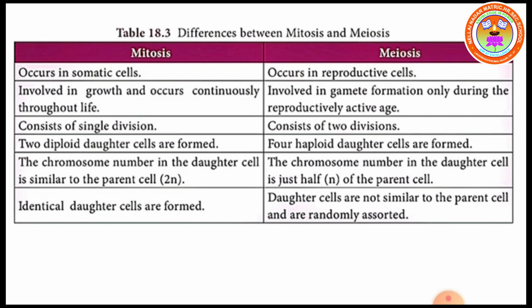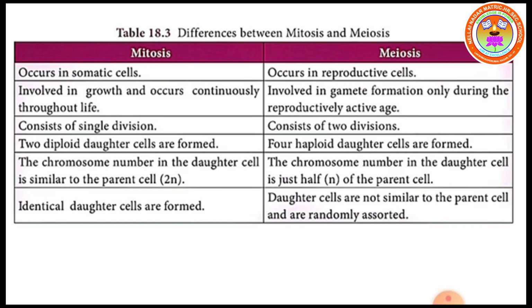Mitosis is involved in growth and occurs continuously throughout life. It increases the number of cells, so the number of cells as well as the mass is increasing. So growth is mainly due to mitosis cell division. It increases the number of cells. It takes place throughout the life of a living organism.